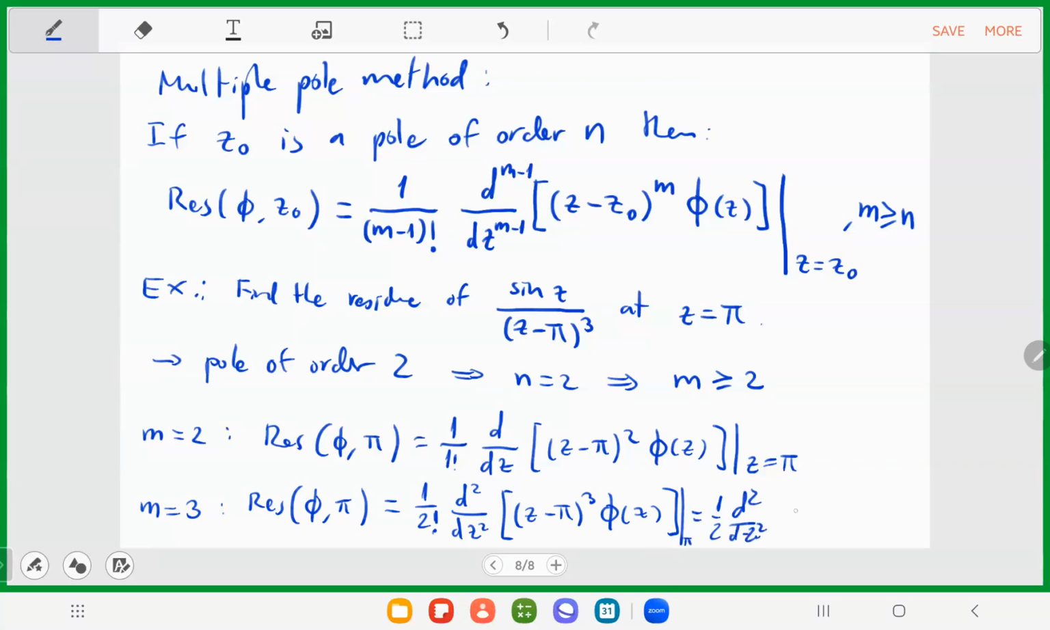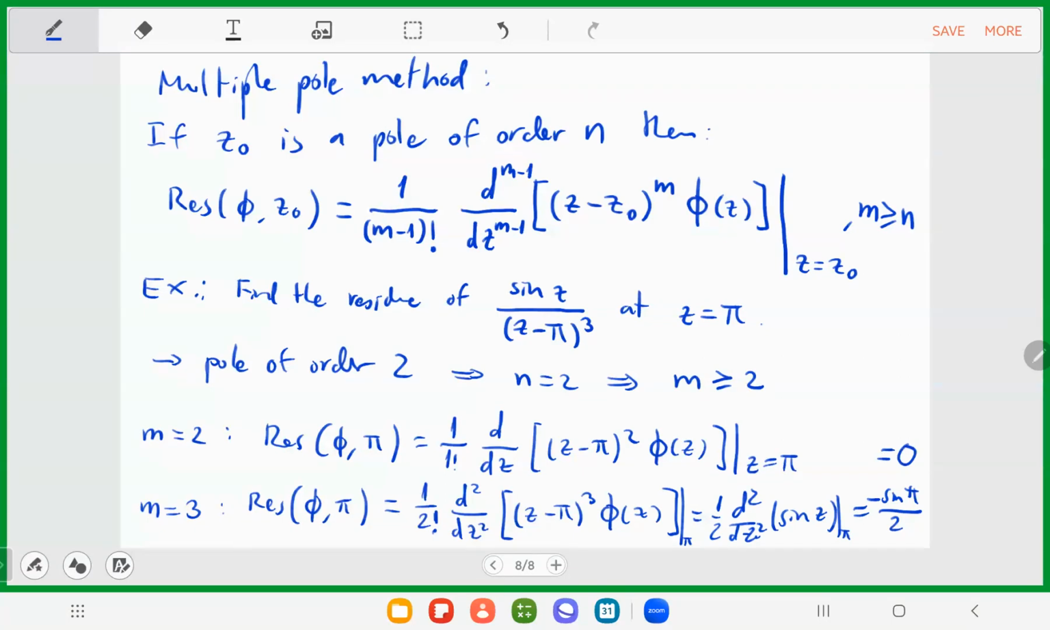The second derivative of the sine of z, evaluated at pi. Well, the derivative of the sine is the cosine. The derivative of the cosine is minus the sine. So this is just minus the sine of z, 1/2 of that evaluated at pi. Okay, let me just write it directly. Minus the sine of pi divided by 2, which is 0. Okay, the residue can be 0, of course, if the pole is not a simple pole.